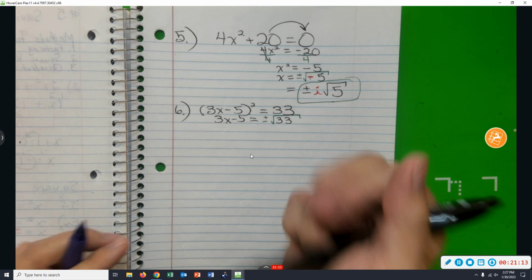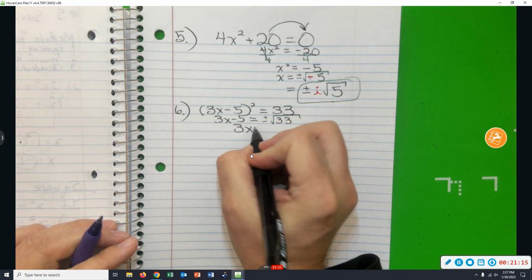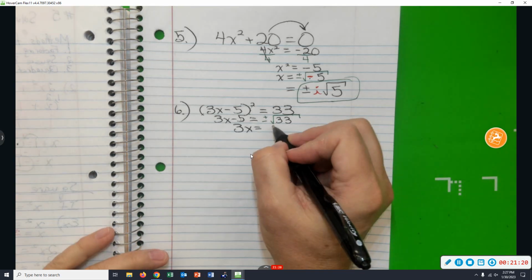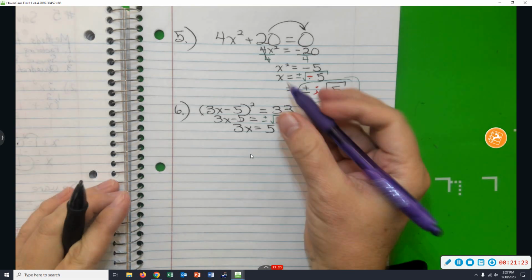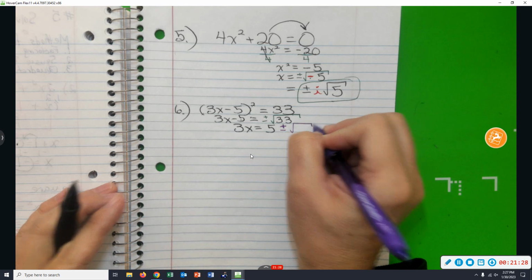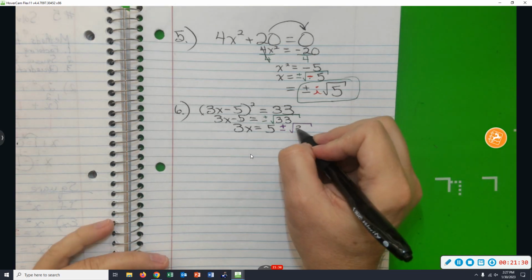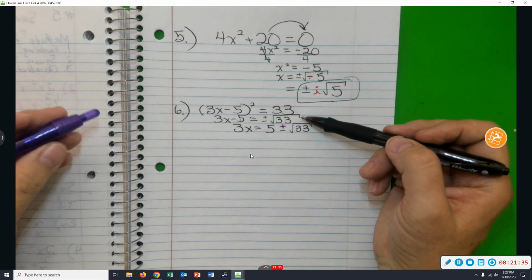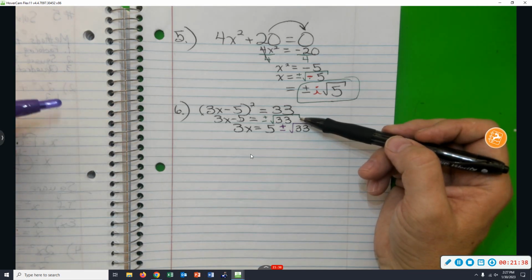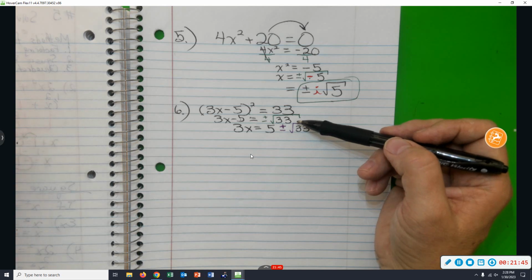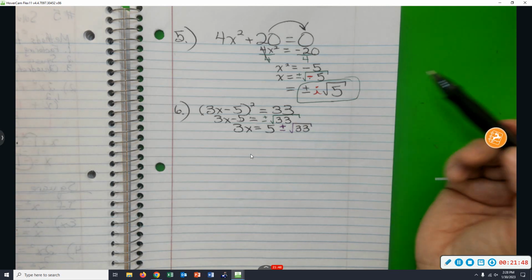So we're going to have 3x equals. I'll move that 5 over by adding 5. That'll become a positive 5 plus minus the square root of 33. And I should have asked something. I did this automatically as soon as I stuck that radical over the 33. Can we simplify the square root of 33? No, we can't. It's 3 times 11. There are no perfect squares that divide evenly into 33.